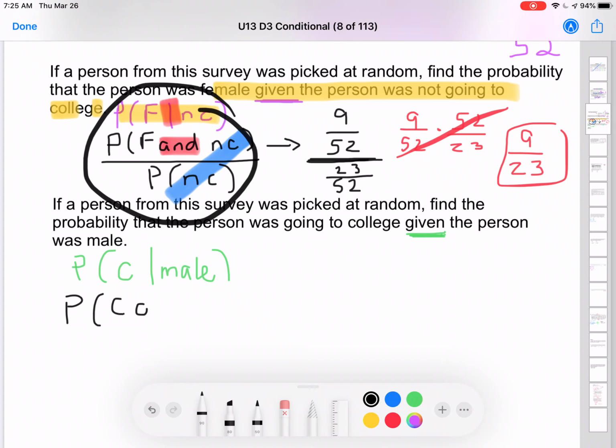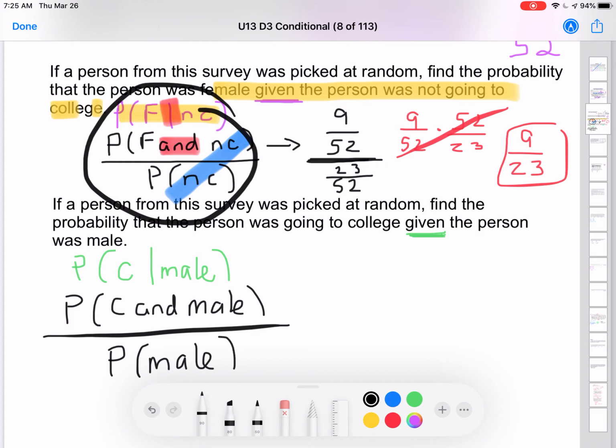Probability of college and male. Just take that little conditional symbol out and make it an and instead. And then divide through by that second piece. I wish I was in front of you to do this, because there's so much visually I would be doing, but I'll just try with the highlighter. So you always replace this with the word and then this is always what you divide by. Okay, let's do the math.